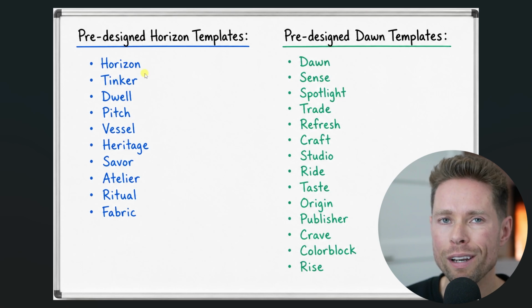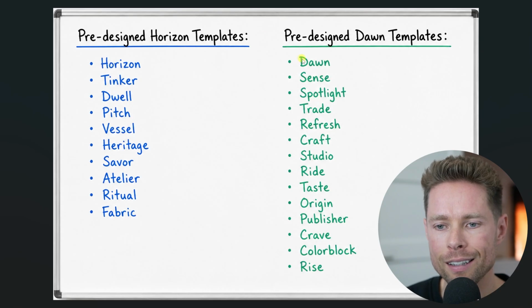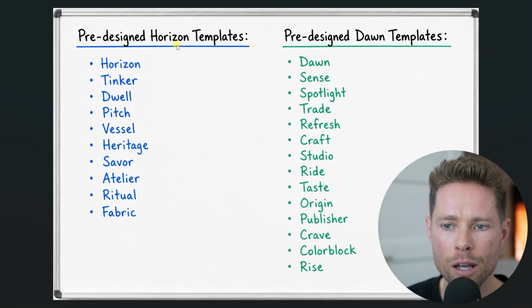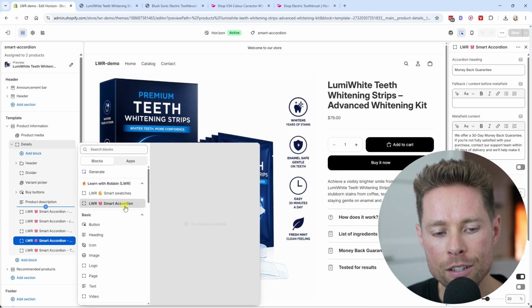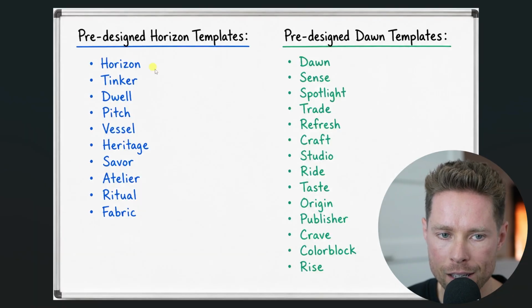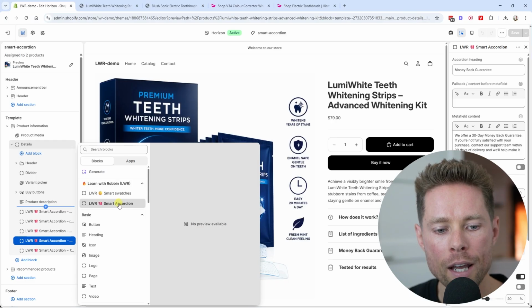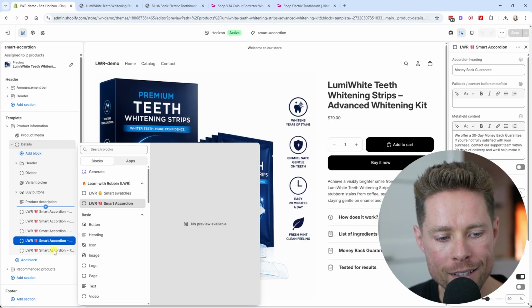Shopify offers 24 free themes, but basically there's only the Horizon and the Dawn theme, and all the other ones you see listed over here are basically pre-designed either Horizon templates or Dawn templates. And this block I created is for all these Horizon templates. Sadly, it is not working for the Dawn templates. Anyway, this is the block and this is how it works.